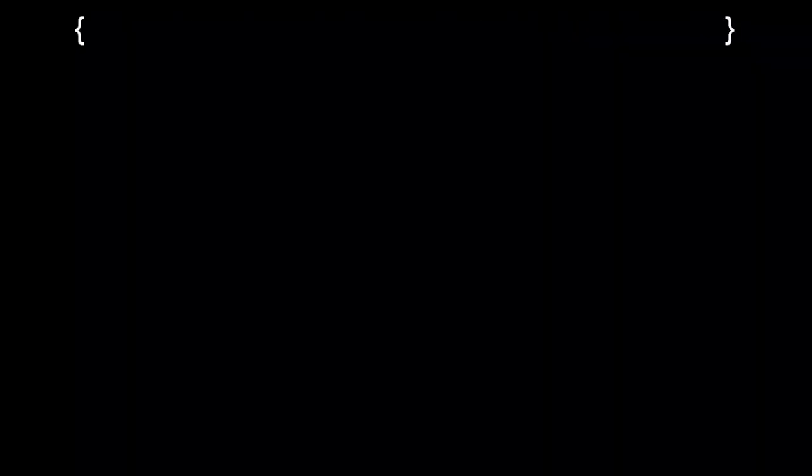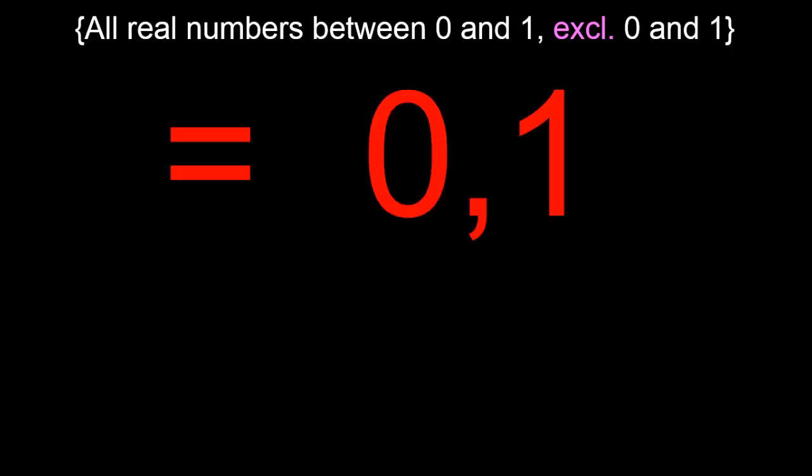If we wanted to write down instead the set of all real numbers between 0 and 1, but excluding 0 and 1 themselves, how would we write it? Well, we will again write down 0, 1, indicating that this set includes all real numbers between 0 and 1. However, this time, instead of enclosing 0, 1 in square brackets, we are going to enclose them instead in parentheses. The left parenthesis here indicates that we exclude the number on the left, namely 0. Similarly, the right parenthesis here indicates that we exclude the number on the right, namely 1.